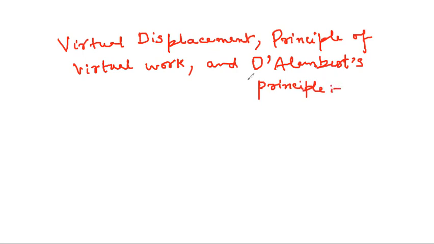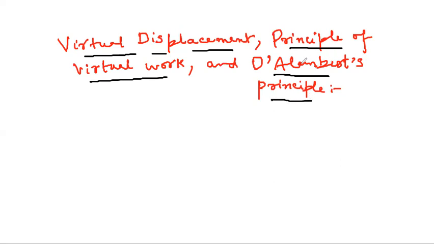We will discuss these ideas today. Let me underline the topic. First, we will talk about virtual displacement, then the principle of virtual work, and then the important principle. This is pronounced as D'Alembert's principle.